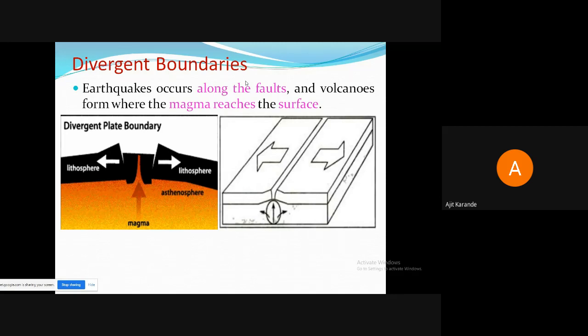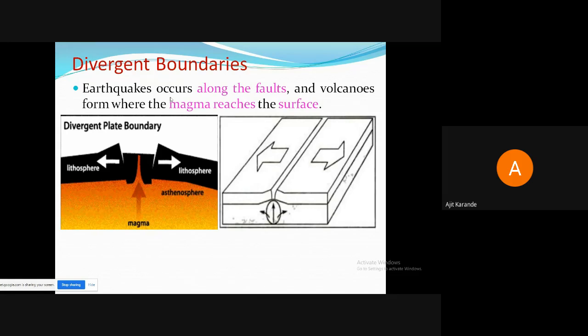So in this type of boundary, generally the molten rock from the underlying mantle, which is nothing but the asthenosphere, rises to the surface. Here it cools down, or you can say the molten magma solidifies, and after cooling, after solidification, it becomes a part of small spreading plates. So this is nothing but the divergent boundaries.